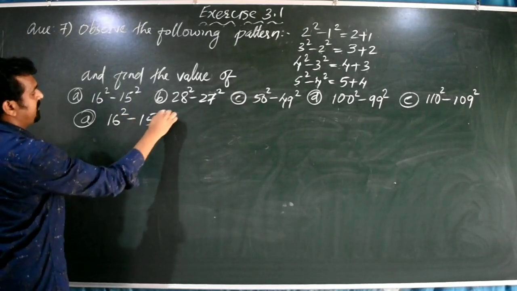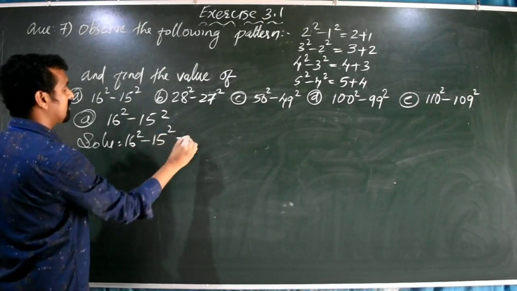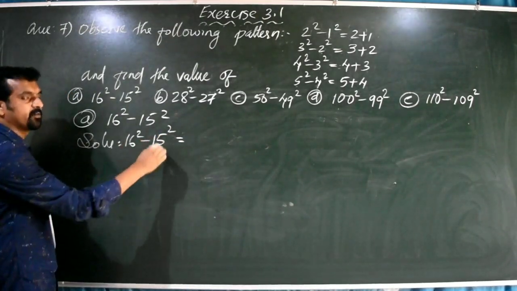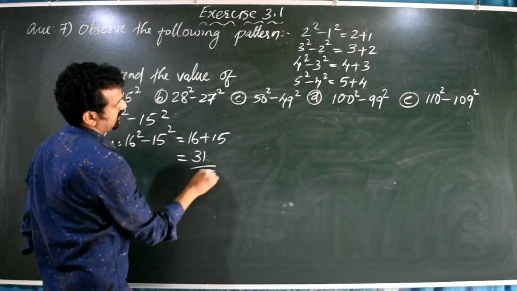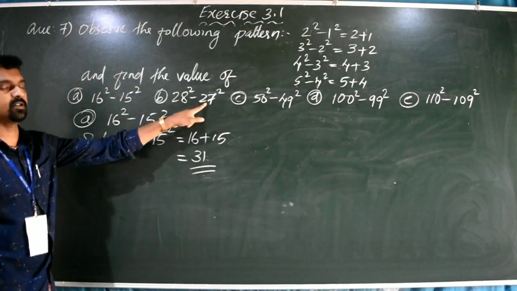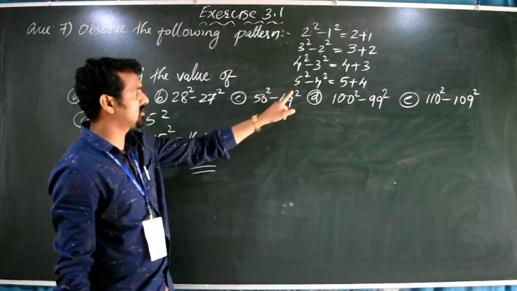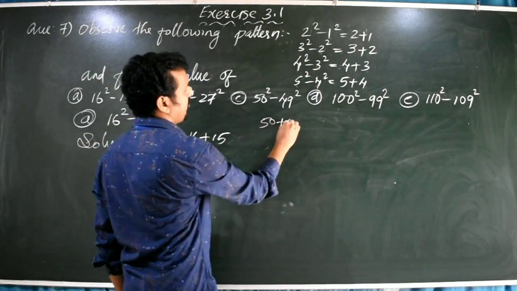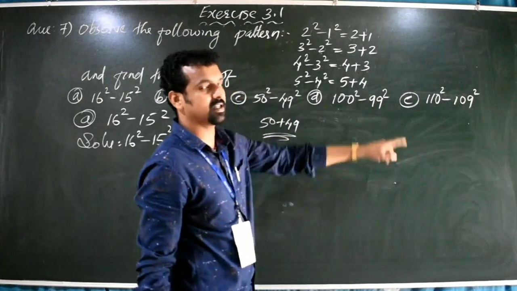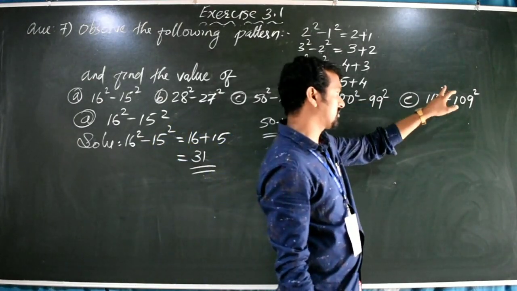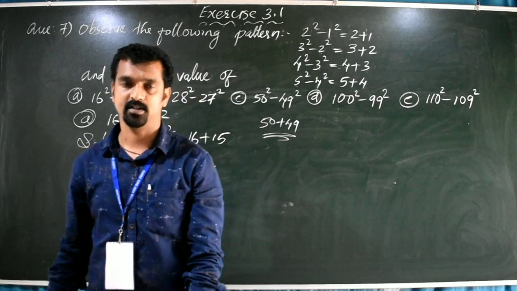First question: 16 square minus 15 square. What will come as the answer here? 16 plus 15. Add those two numbers, that much only. 16 plus 15 is equal to 31. 28 square minus 27 square, what will you get as the answer? 28 plus 27. Add it. 50 square minus 49 square: 50 plus 49, that is 99. 100 square minus 99 square: 100 plus 99, 199. 110 square minus 109 square: 110 plus 109. Add it. That is the answer. Okay, that much only.